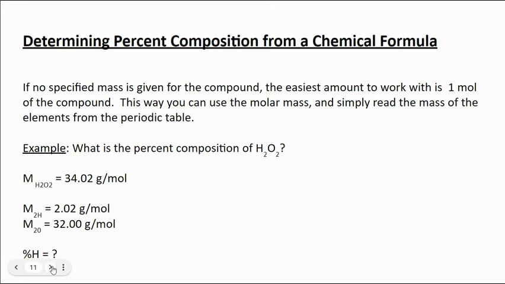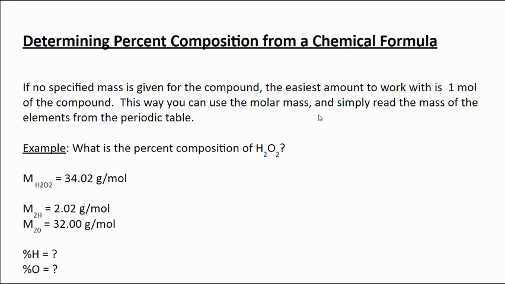Okay, so the last application of this would be determining the percent composition when you don't actually have mass data. So we don't have any experimental masses. We haven't taken a sample and said I have this many grams of the sample and this many grams of an element. So if you have no specified mass given for the compound, the easiest amount to work with is just 1 whole mole of the compound.